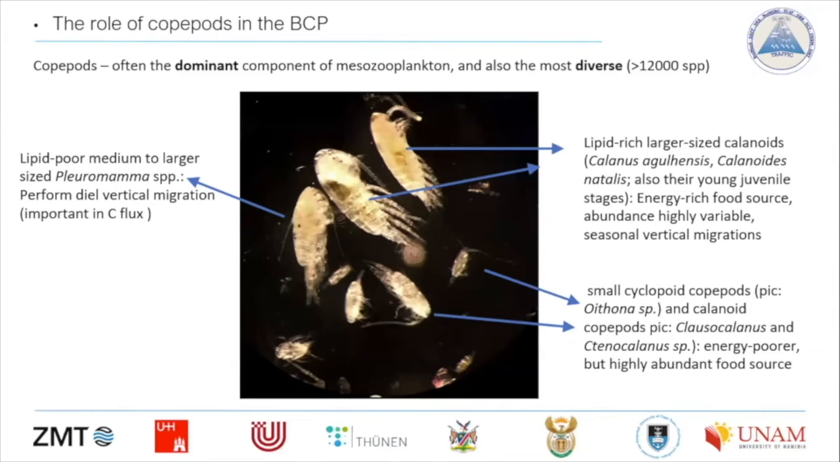So why are copepods specifically interesting to me? Of course, they are often dominant components of the mesozooplankton, and they're also most diverse, with more than 12,000 species described currently. And I chose this picture to show you a little bit of this diversity. It's not just their taxonomic diversity, which is fascinating and also important in this cycling of elements.